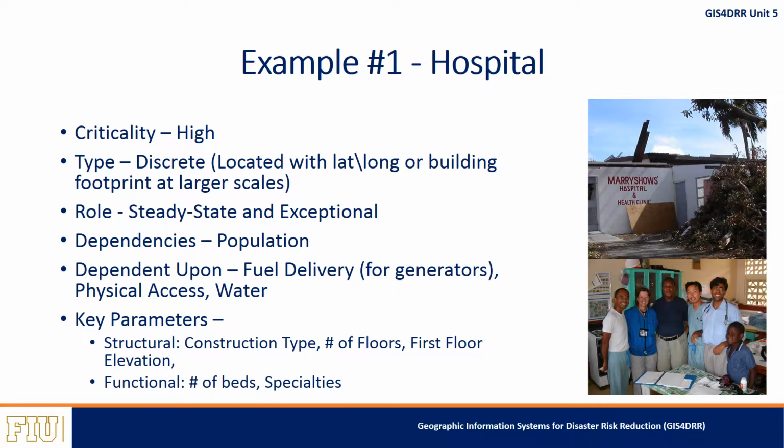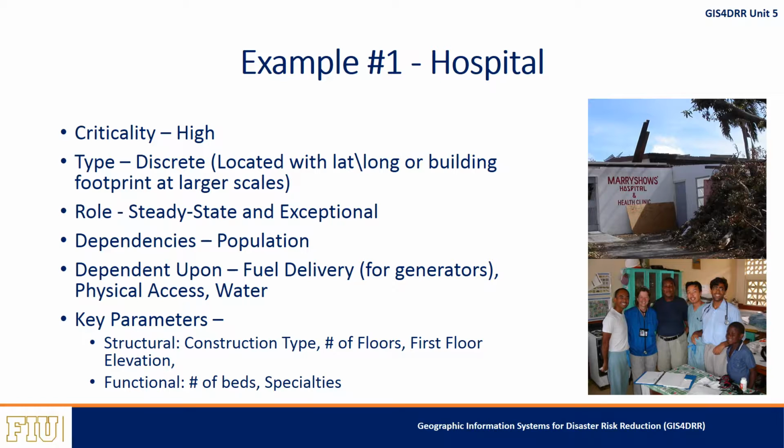So here's an example. We have a hospital, in example 1 here. It's got a high level of criticality. It's a discrete element. It's located with a latitude and longitude or a building footprint traced in the GIS. Its role is both steady state and exceptional. It's needed for everyday use, and it's also extremely important following a disaster. So you don't want it to go offline if you can help it.